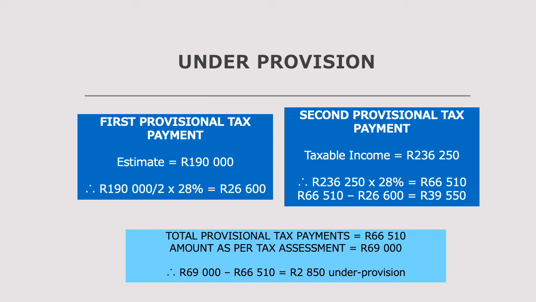we would have made a second provisional tax payment of 39,550 Rand. So total provisional tax payments amount to 66,510 Rand, but the actual amount of income tax that we need to pay as per our income tax assessment amounts to 69,000 Rand. The difference between the 69,000 Rand and the 66,510 Rand is a 2,850 Rand under provision. Now that under provision means that we have not paid enough tax. We owe SARS this money.